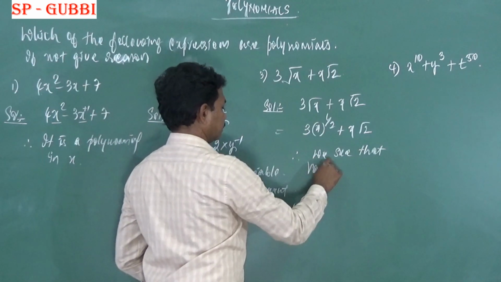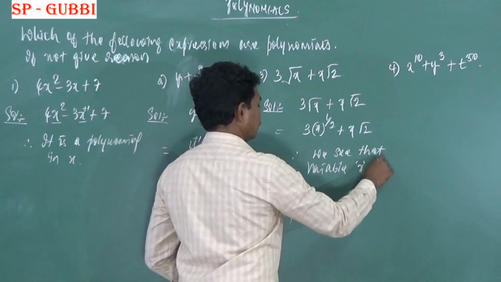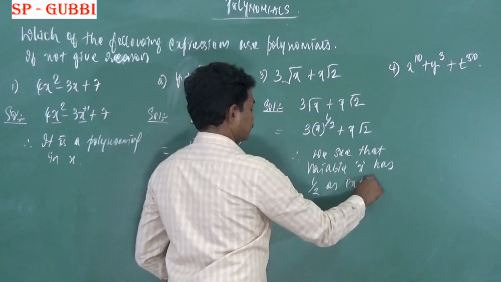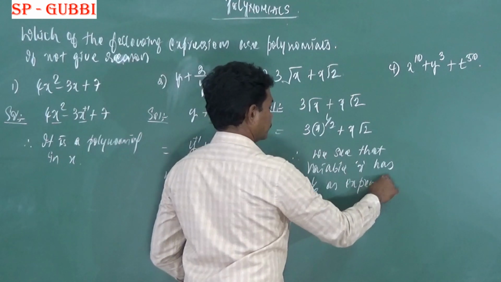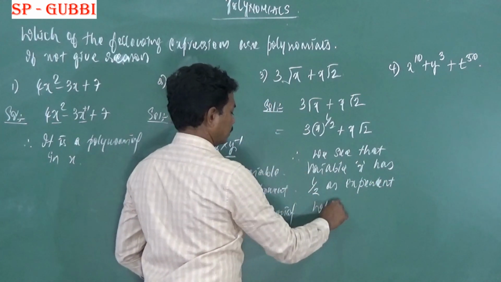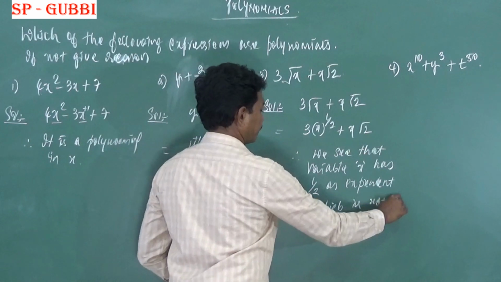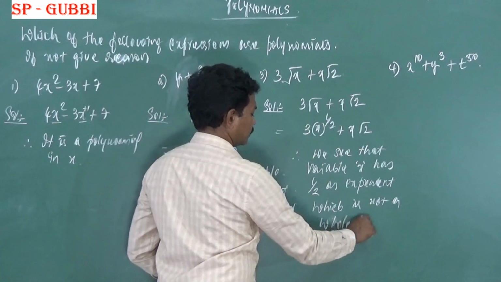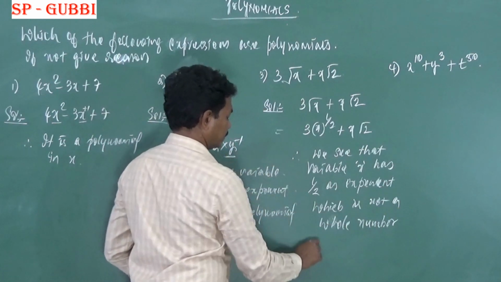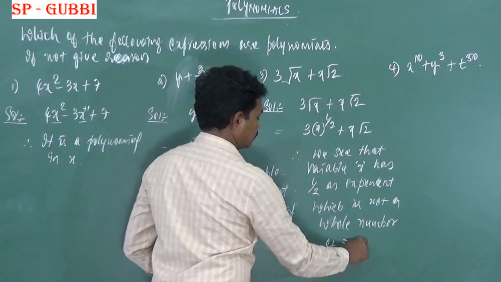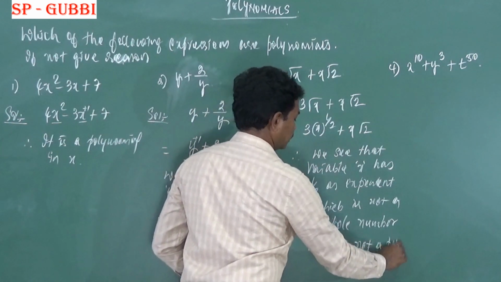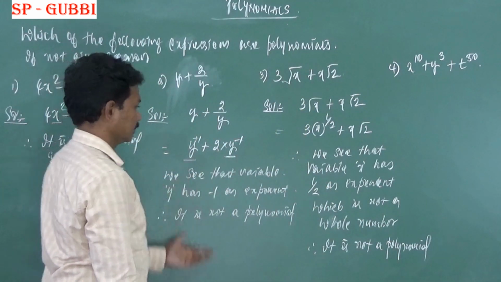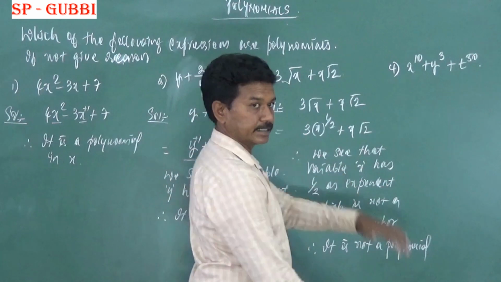So we see that variable x has 1 by 2 as exponent, which is not a whole number. It is not a whole number. So therefore it is not a polynomial. So this is how we have to answer this. Or else in the starting itself we can write it is not a polynomial, then write the reason.